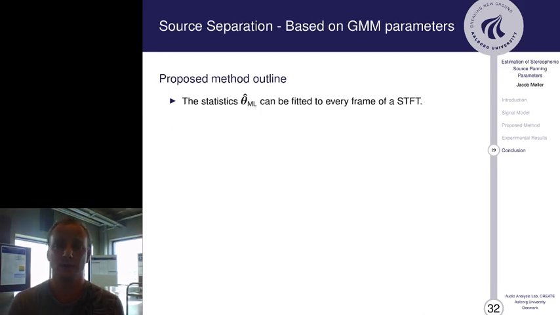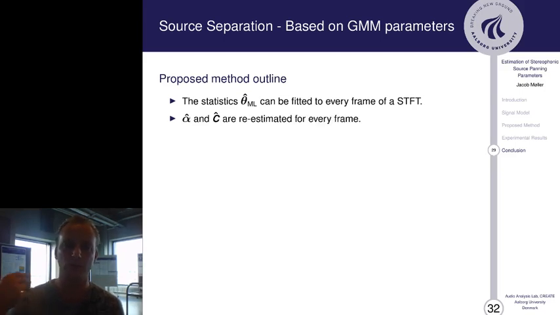So additionally to this, there's a source separation example, which is an extension of the ICASSP proposal. We propose to take the statistics that we have obtained from our method, where we have estimated the number of sources and the panning parameters. So we take these GMM components and fit them to every frame of a short-time Fourier transform.